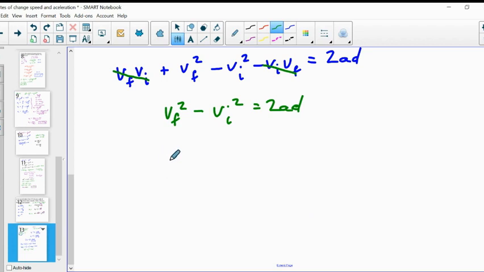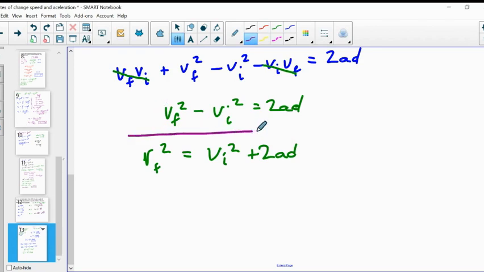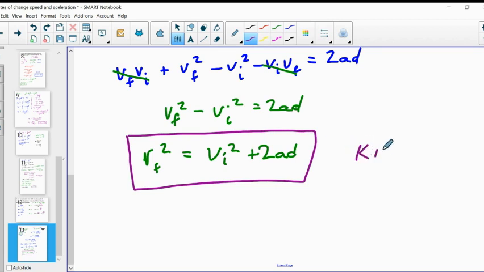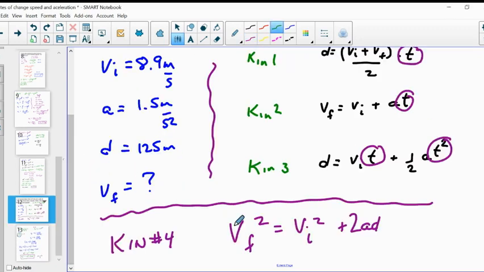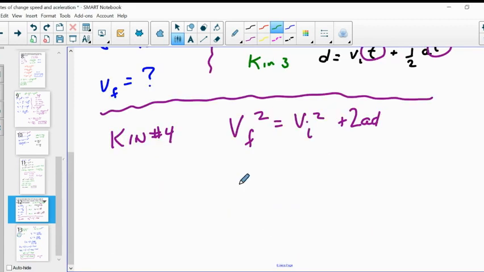Usually this is simplified a little bit to say that the final velocity squared is the initial velocity squared plus 2ad. And this is our fourth kinematic equation that is frequently used. And then there's some variations of it I'll go over as well. Now I can use this fourth kinematic equation to solve my problem. So vf squared equals vi squared plus 2ad.